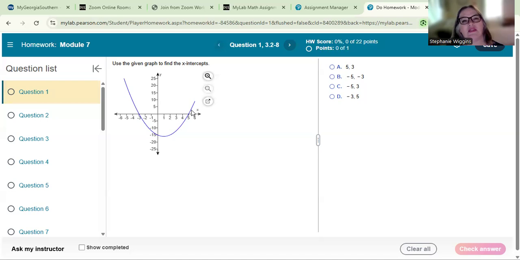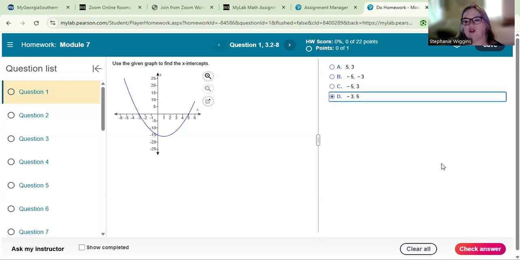But sometimes we say to find the x-intercept, we're just looking for the x value, and that's what your textbook is doing here. So this point right here is (-3, 0), and so that's the x-intercept. So we say -3 is one of the x-intercepts. And here this point is (5, 0), so we just refer to the x-intercept as 5. And so it's -3, 5. So D is the correct choice.